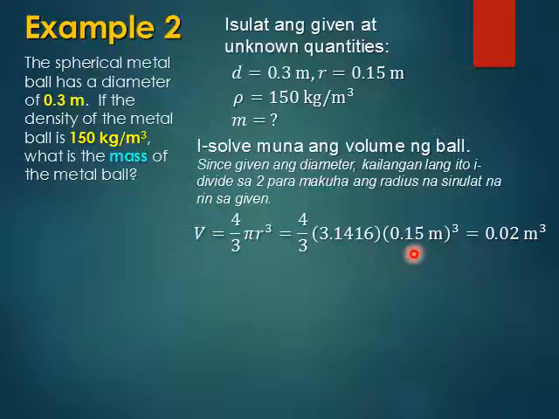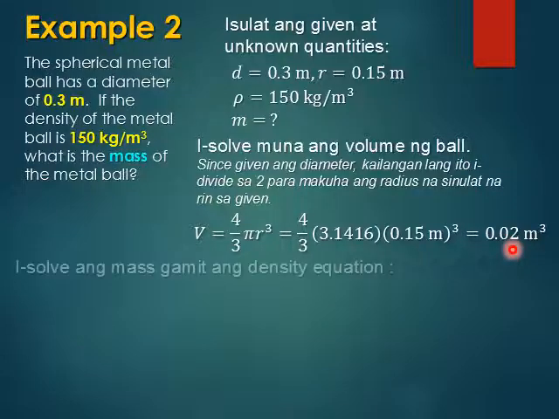Okay, so pag sinubstitute natin yan, we will get a value of 0.02 cubic meters. That is for the volume of the spherical metal ball. So, next, gagamitin na natin yung density equation para ma-solve yung mass.